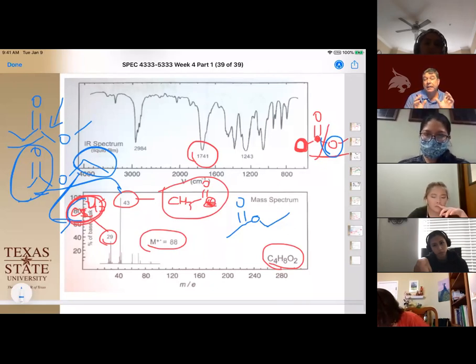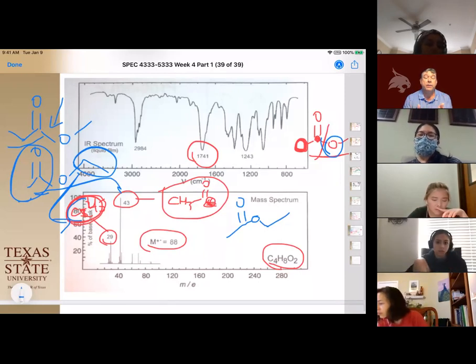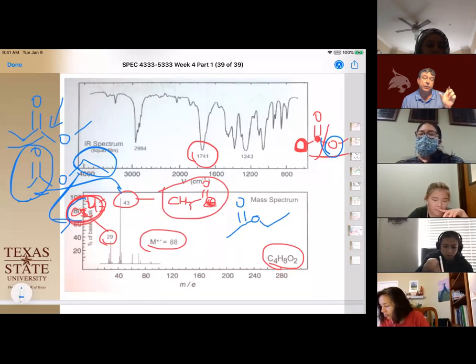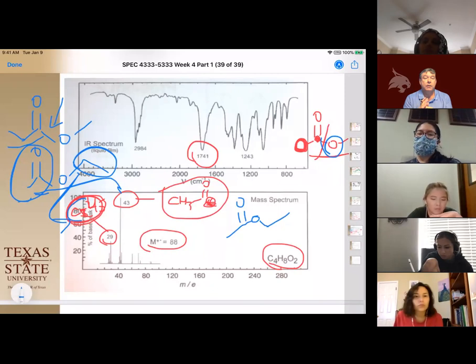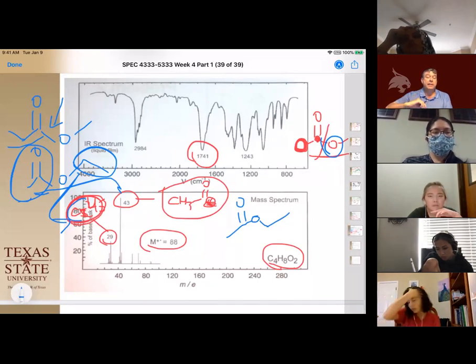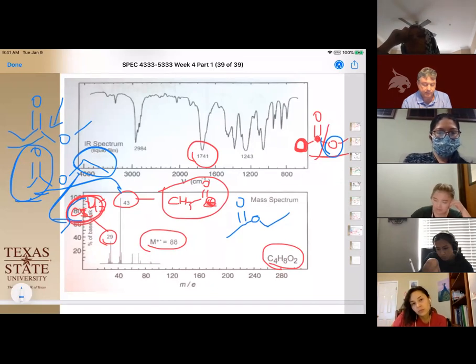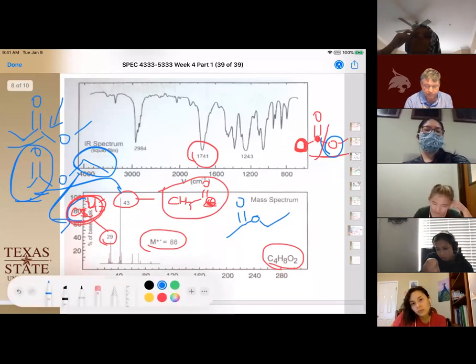So that would give us a C3H5O1. Exactly. You would see a 53 peak as one of your major peaks, because the 53 peak is the C2H5 carbonyl fragment. Okay. And so we would definitely see that fragment if it was that isomer.